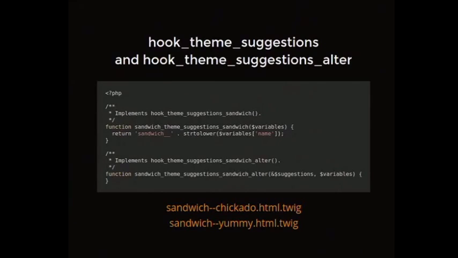You are also able to modify the already created theme suggestions or create new ones after all these have been gathered together, in the alter hook. There you have all the theme suggestions available from here. And you can create your new ones, or you can remove already existing ones if you don't want to have some of them, maybe in some specific case or whatever.